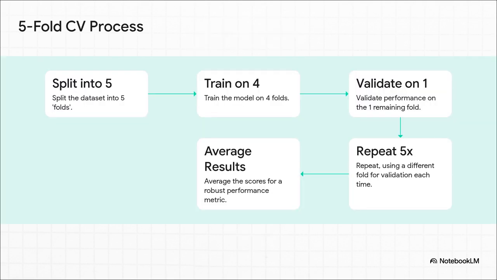The idea behind 5-fold cross-validation is actually pretty simple, but it's brilliant. First, you take your training data and you split it into 5 equal chunks, or folds. Then you train your model on 4 of those chunks and you validate it on the one piece that was left out. You write down the score, then you do it again, but this time you hold out a different fold for validation. You repeat this 5 times in total, so each fold gets to be the validation set once. Finally, you just average those 5 scores together. What you get is a much, much more stable and trustworthy estimate of your model's real-world performance.